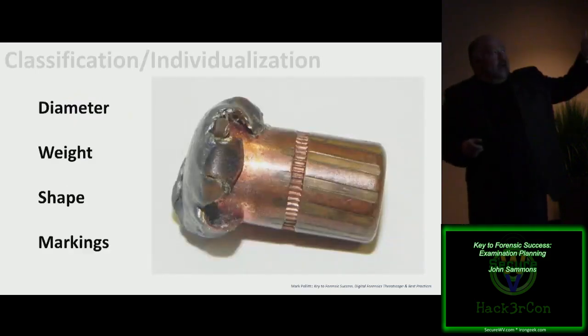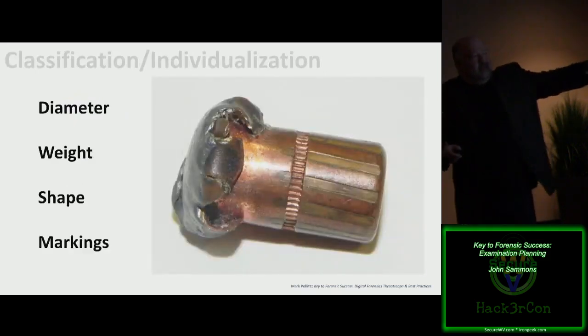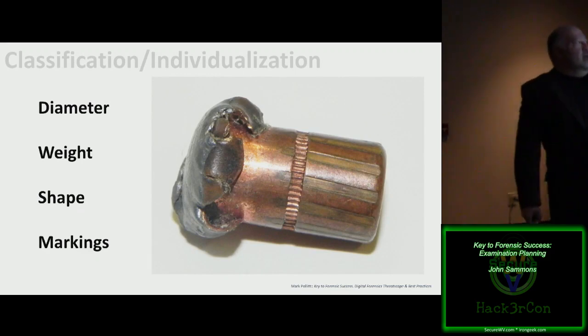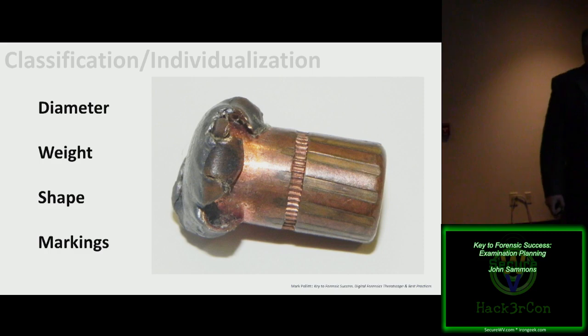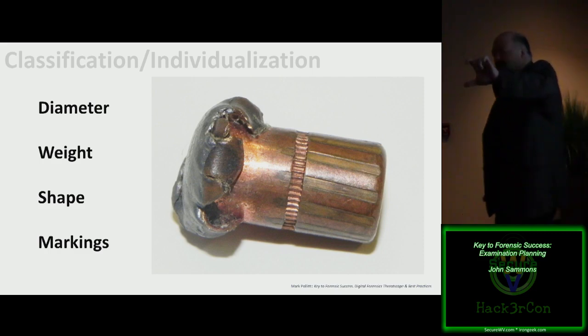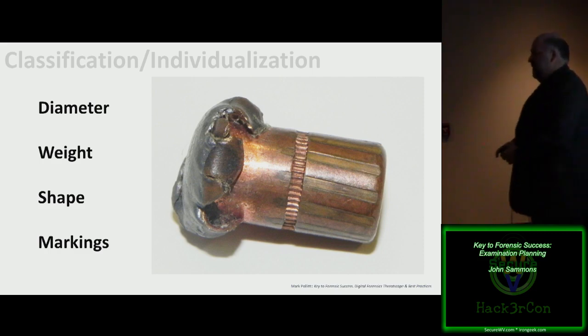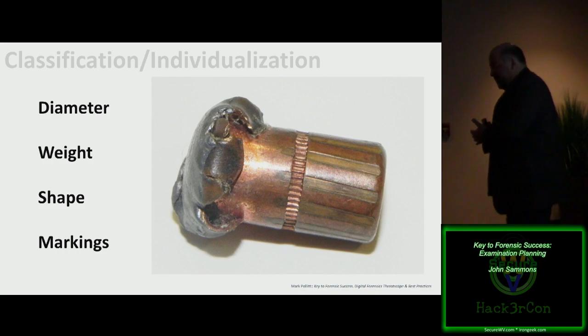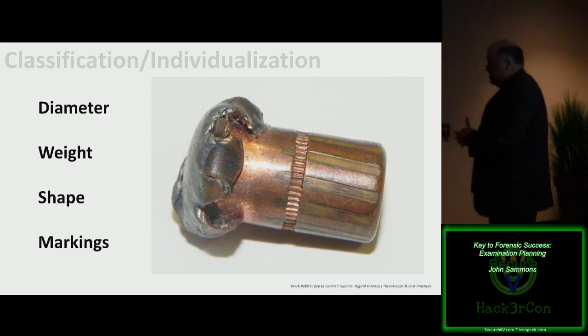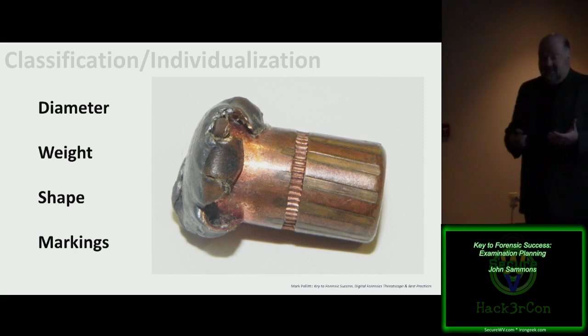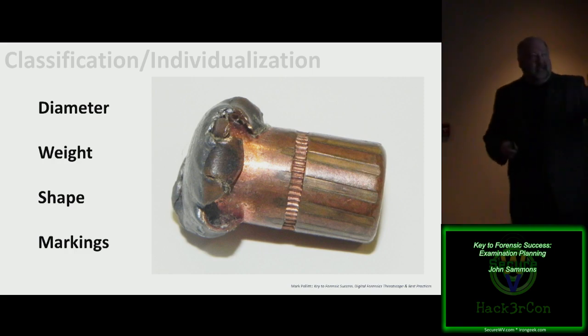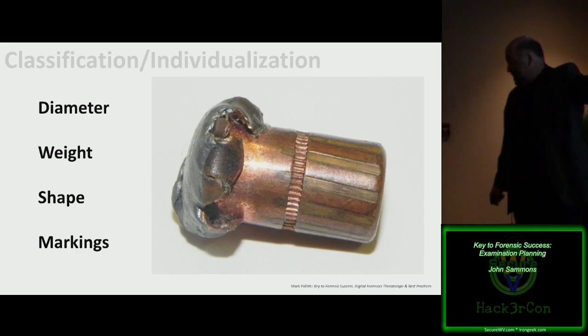Now back to this classification and individualization thing just a bit. Going back to the bullet side of things, diameters and weights, shapes, and markings can help us. We may recover a bullet that is not in good shape, right? It may have come in contact with some surface or material that's harder than itself. It's going to cause some pretty significant deformity in that bullet. So we may not be able to get a pristine example from the scene that is perfectly mushroomed.